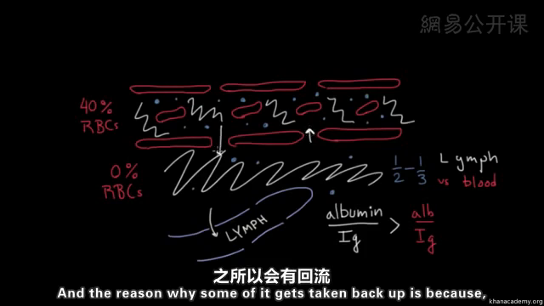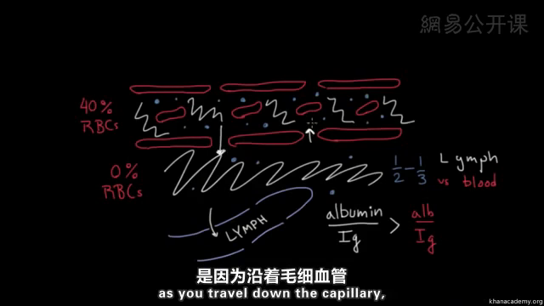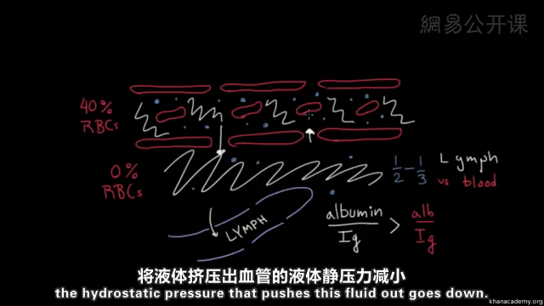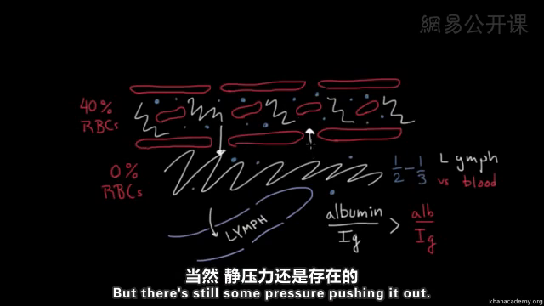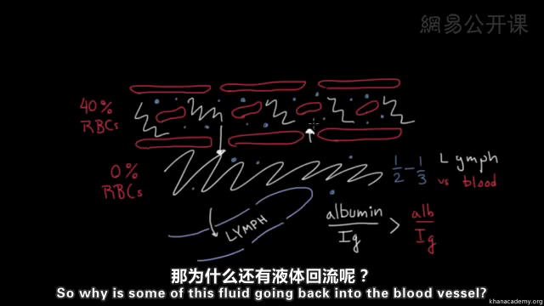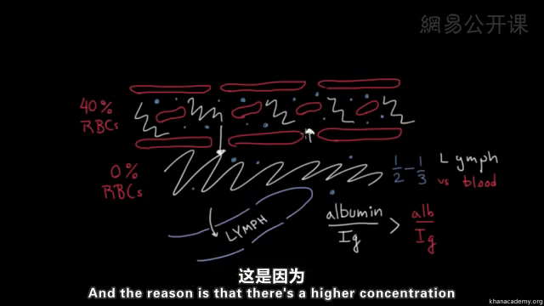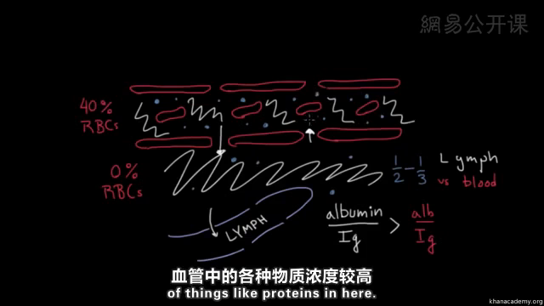And the reason why some of it gets taken back up is because as you travel down the capillary, the hydrostatic pressure that pushes this fluid out goes down. So there's less pressure pushing it out, but there's still some pressure pushing it out. So why is some of this fluid going back into the blood vessel? The reason is that there's a higher concentration of things like proteins in here.